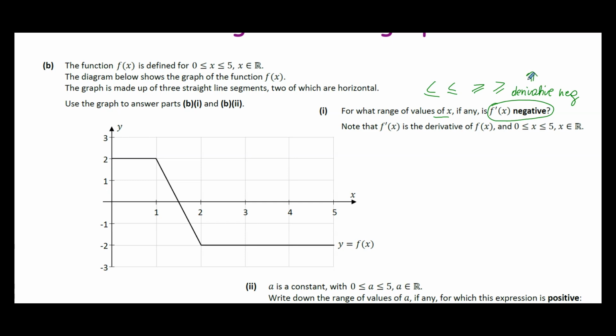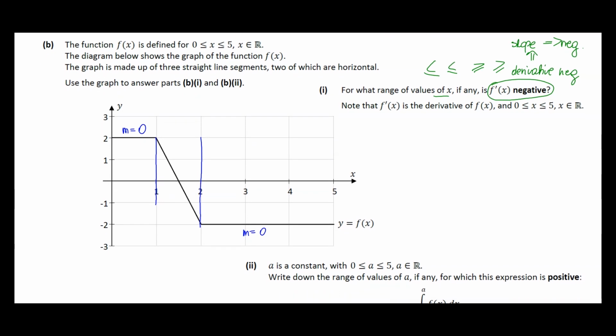And what do we know about the derivative? The value of the derivative is the same as the value of the slope. So we are saying when the slope is negative. And when do we know that the slope is negative? When the graph of the function goes down. Here, what will be the slope? 0, isn't it, in both of those straight lines. So really only here it goes down. If it goes down here, the slope is negative, therefore the derivative will be negative here. For what values of x? From 1 to 2. So x has to be between 1 and 2, and therefore the slope will be negative.